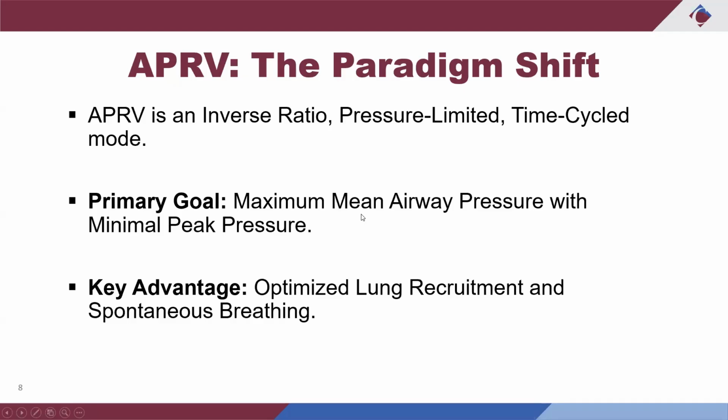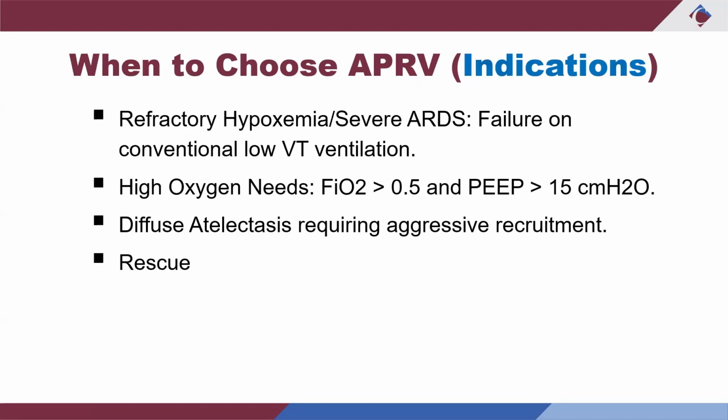So again, it's labeled as an inverse ratio, pressure limited, time cycled. I remember that from school. I was like, do we have to memorize all those, right? But the primary goal is you're optimizing that mean airway pressure while minimizing peak pressure. Again, if you go to a P high of 30, your plateau is 30, right? It's not going to be any higher than that. And the advantage is you're not only going to open the lung up, but you're going to keep it open. And spontaneous breathing, as I mentioned later here, plays a big role in recruiting the lung.